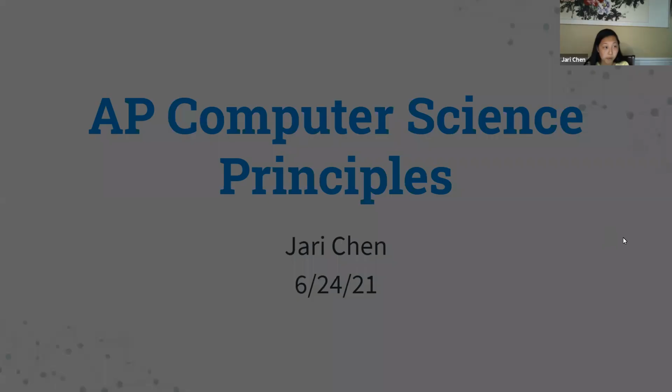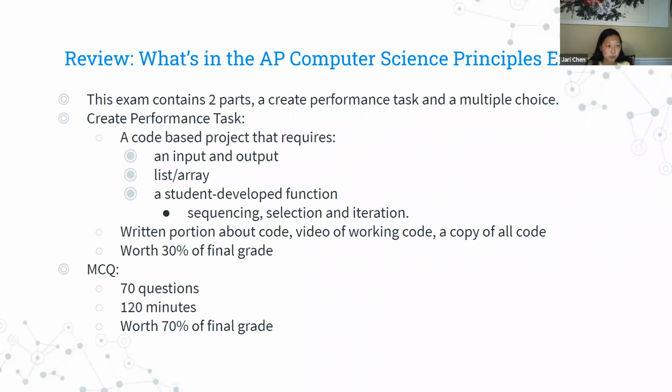Okay, so we'll start off with a review of what we talked about in the first presentations. It's just what's in the computer science exam. This exam has two parts: a create performance task and a multiple choice part. The create performance task is a code-based project that requires all these things, along with a written portion, a video, and a copy of all the code. It's worth 30% of the final grade.